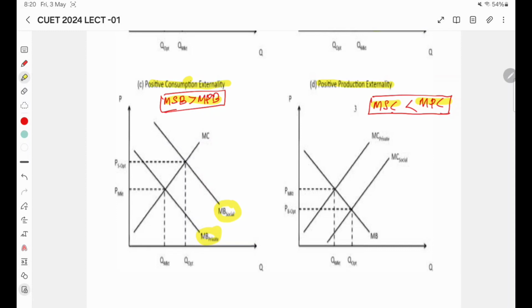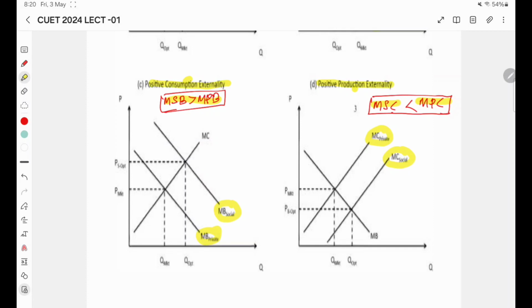Next, positive production externality. Since we are confined to production, we must talk about cost, and the marginal social cost is less than the marginal private cost. If the private cost is greater and the social cost is less, in that case we have the positive production externality. Therefore the marginal private cost curve lies above the marginal social cost curve.